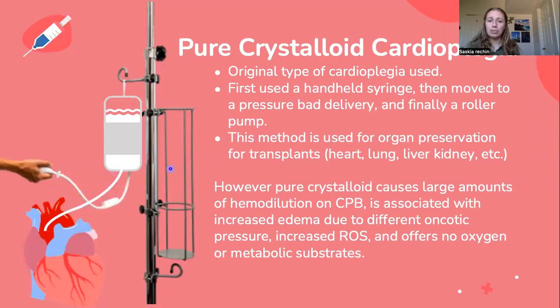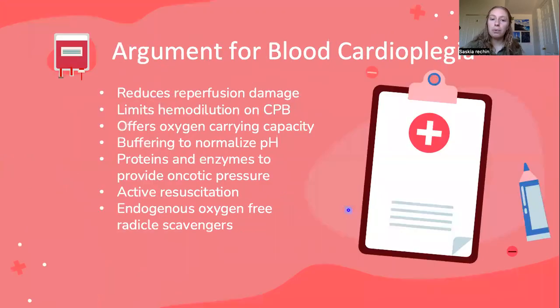And then finally, we moved over to the roller head. However, this preservation technique is still what is widely used for all transplants, including hearts and many other organs. So overall, the use of pure crystalloid causes really significant hemodilution. It had a lot of edema, really dysregulated oncotic pressures, significant increase in reactive oxygen species production, and it had no metabolic or oxygen delivery. So there was a big push for blood cardioplegia.